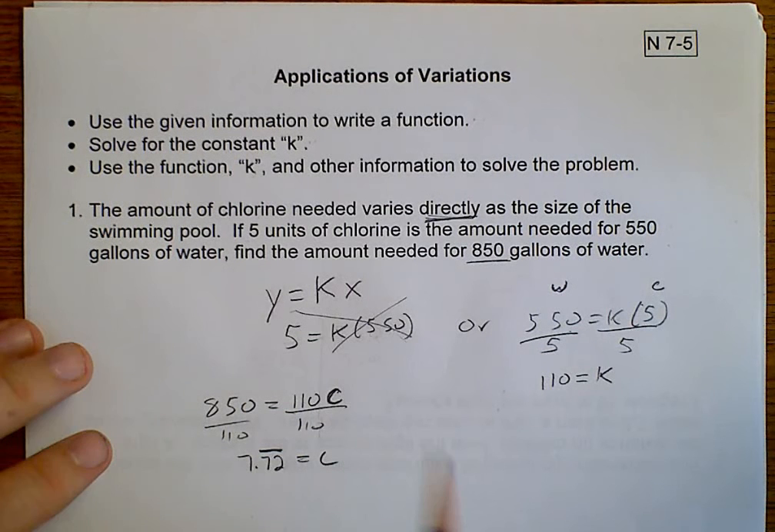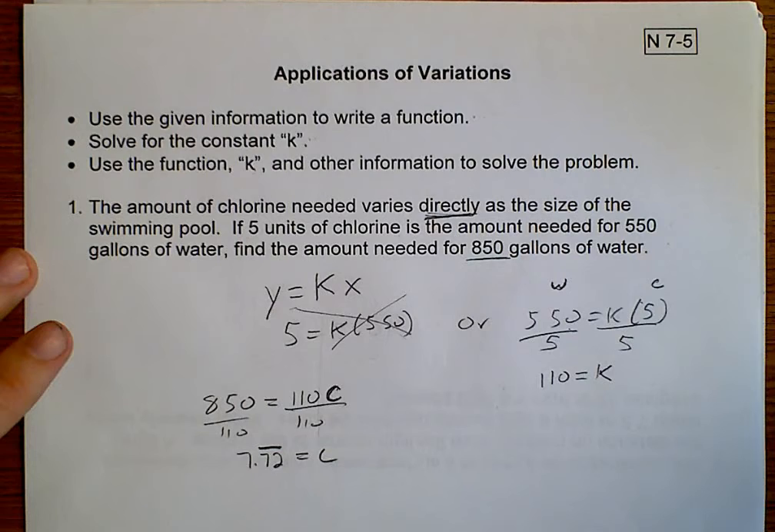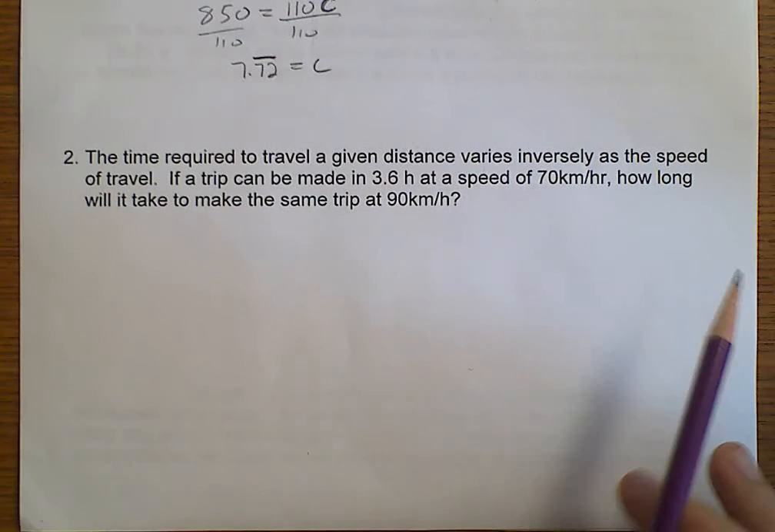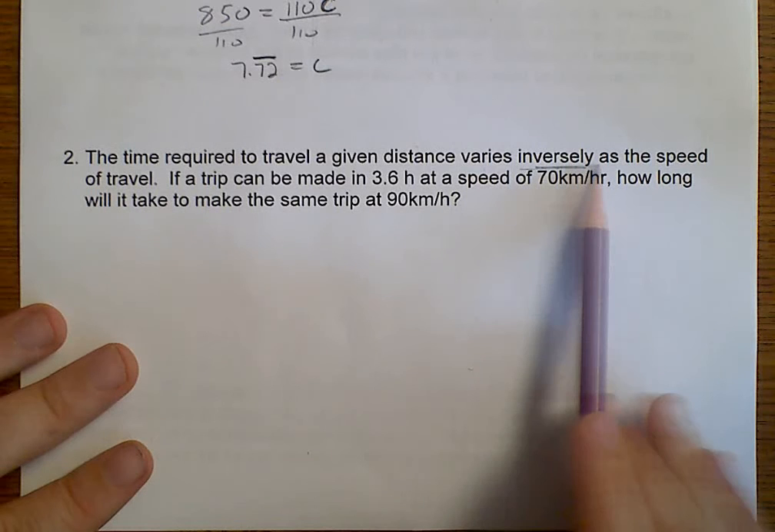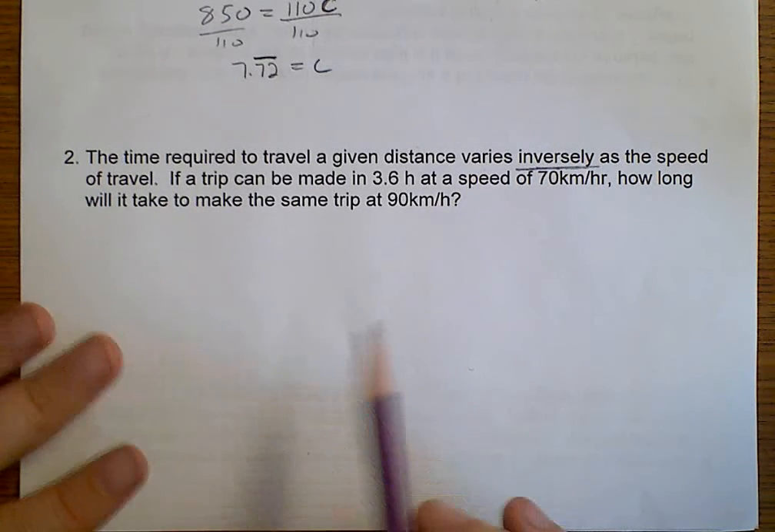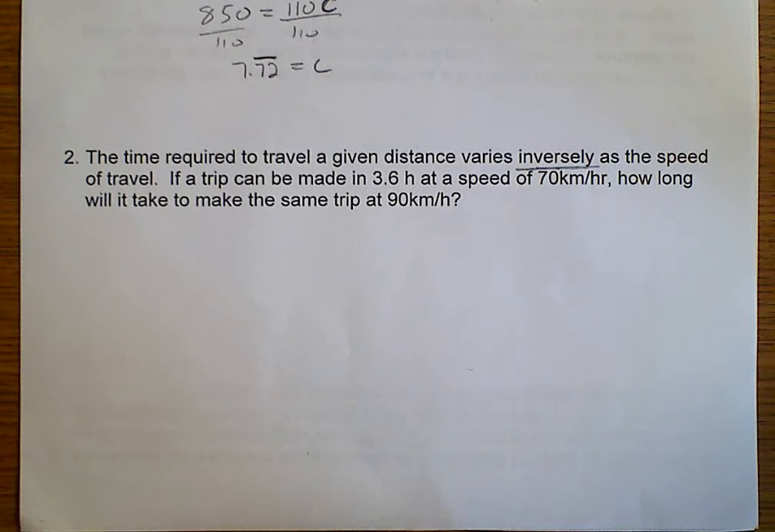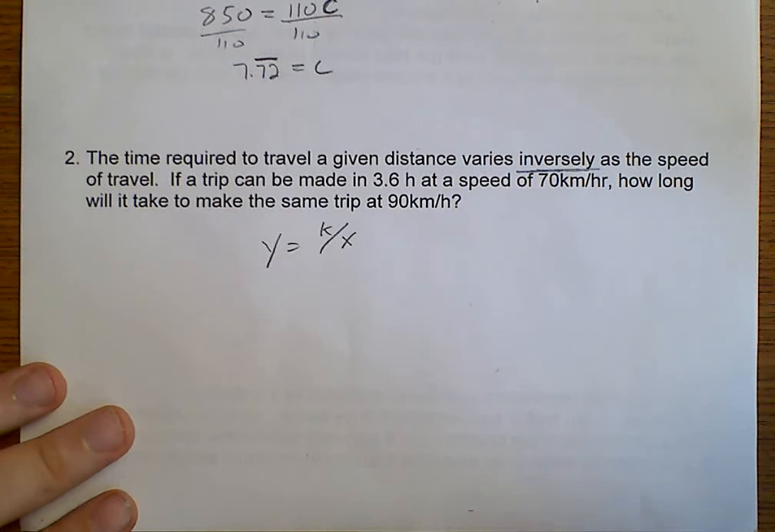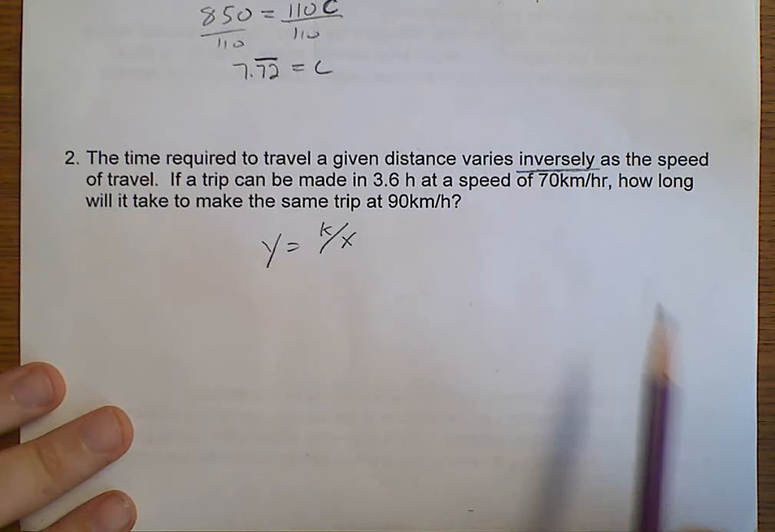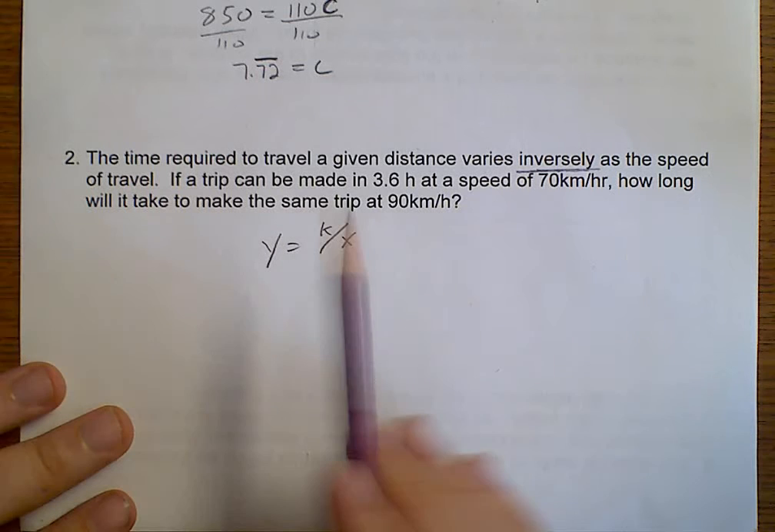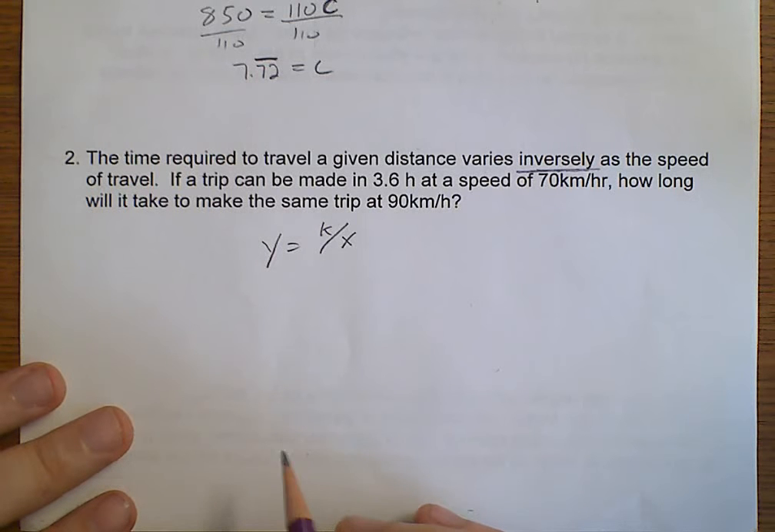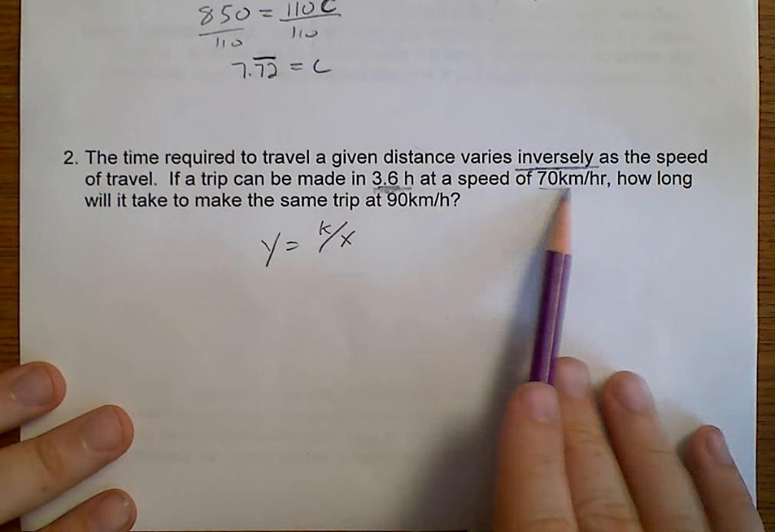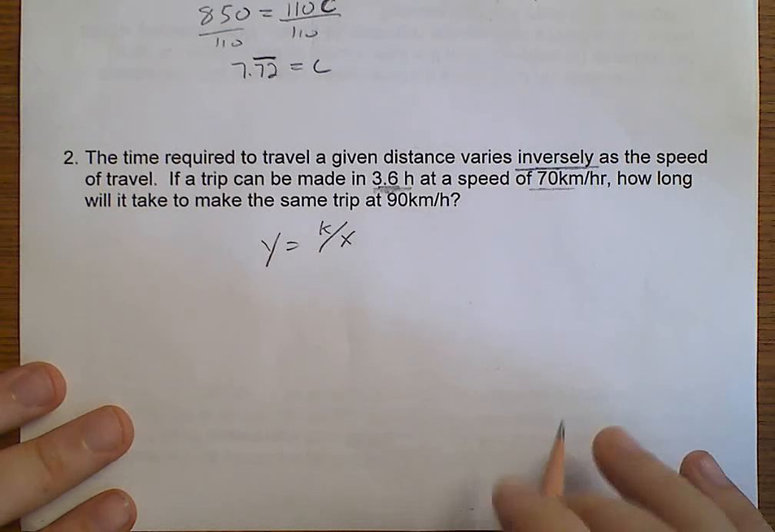Let's go ahead and look at question number 2. Now the time required to travel a given distance varies inversely as the speed of travel. Well, inversely means that as one goes up, the other goes down. So we're looking at y equals k divided by x, because the faster we go, the shorter the time it takes to get there. So, we have 3.6 hours and 70 kilometers per hour. So we have time and speed.